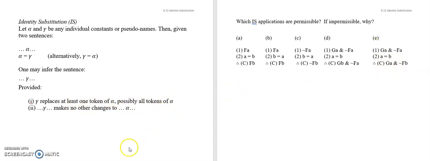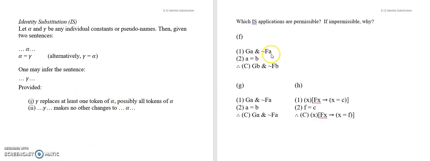All right, let's look at a couple of other simple examples. Give these three a try. Pause now.